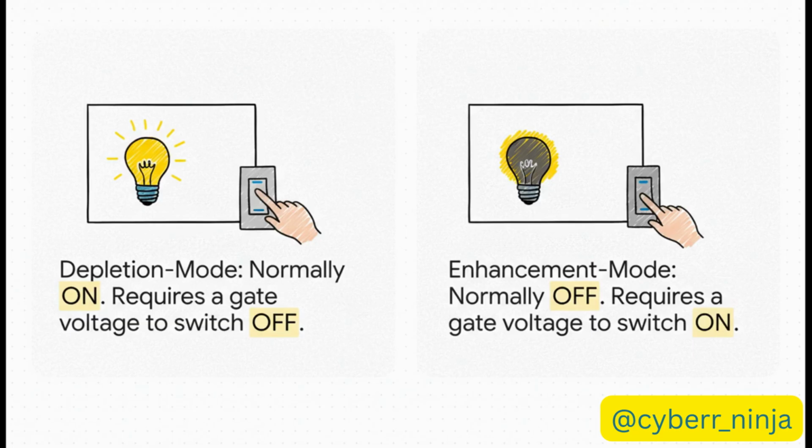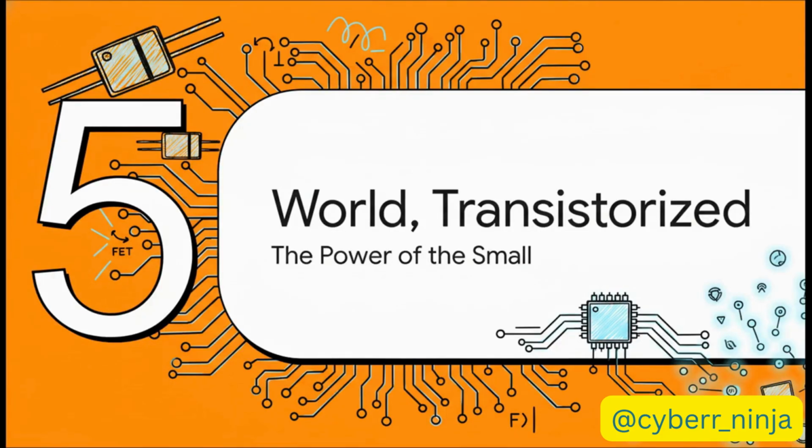You've got depletion mode, which are normally on, so you actually have to apply a voltage to turn them off. But the real star of the show is the enhancement mode MOSFET. It's normally off, and you apply a voltage to turn it on. This off-by-default behavior, well, it's the perfect building block for the logic gates that run our entire digital world.